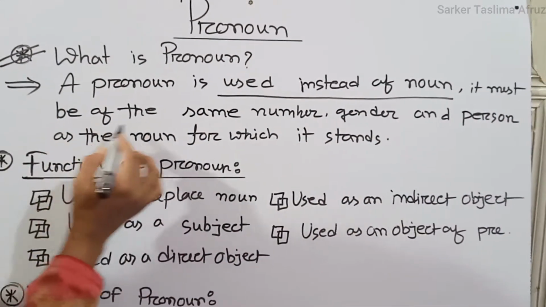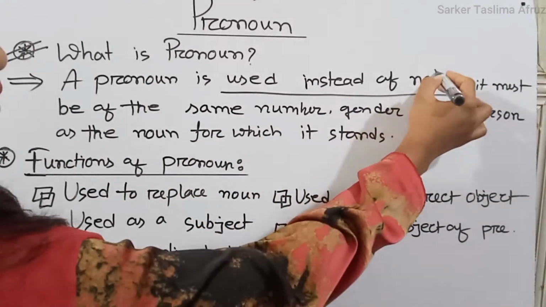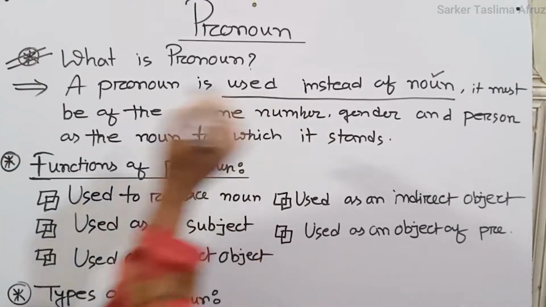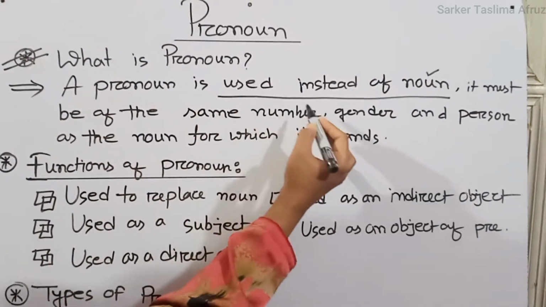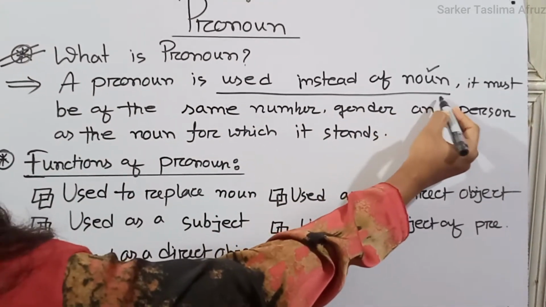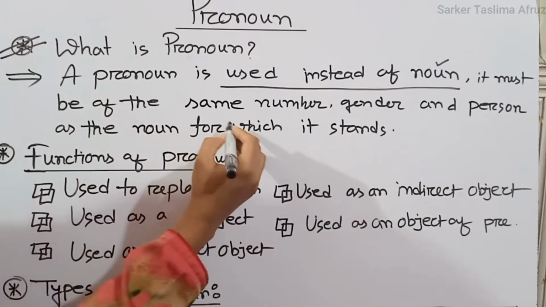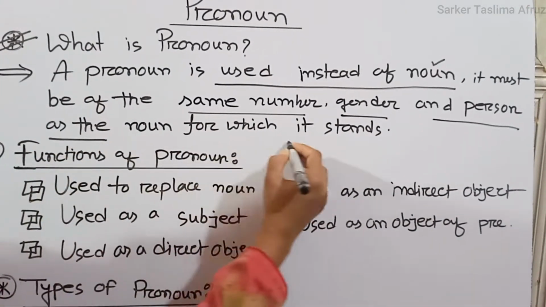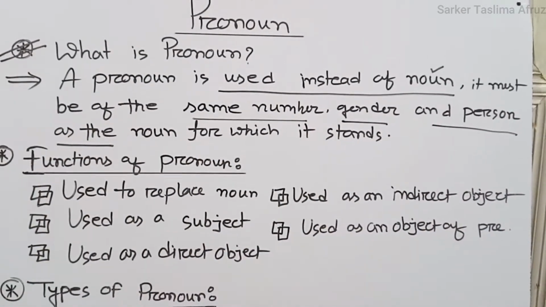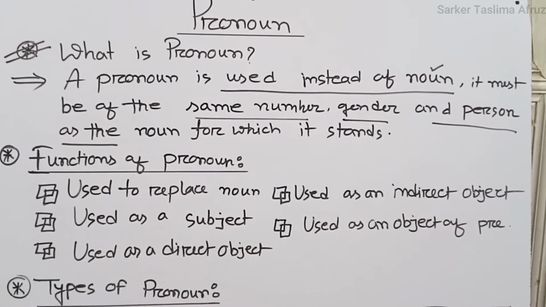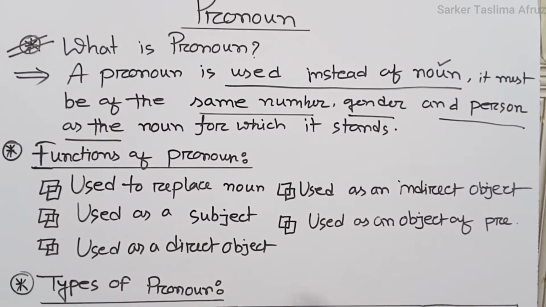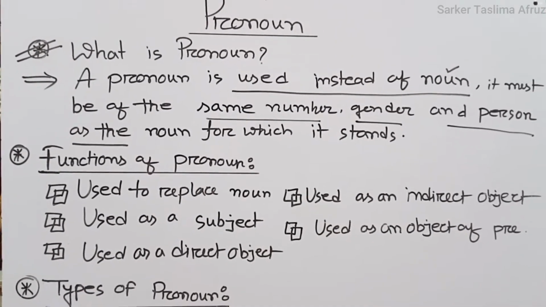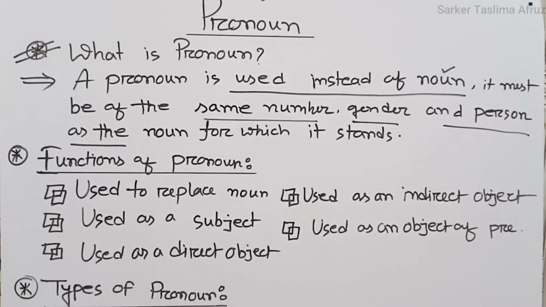It must be of the same number. Well, once again, I repeat it. A pronoun is used instead of noun. It must be of the same number, gender, and person as the noun for which it stands. So, dear students, I hope you understood where pronoun is basically used. Usually, pronouns are short words and they are used to make sentences less cluttered and less repetitive.